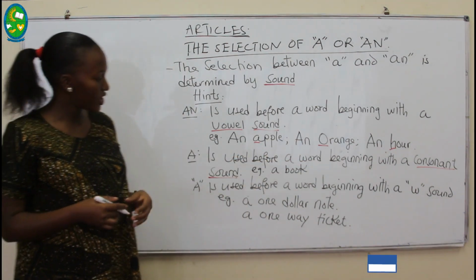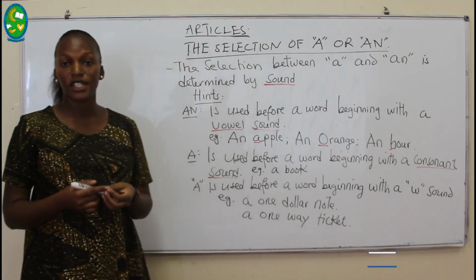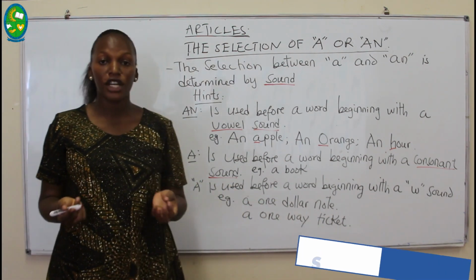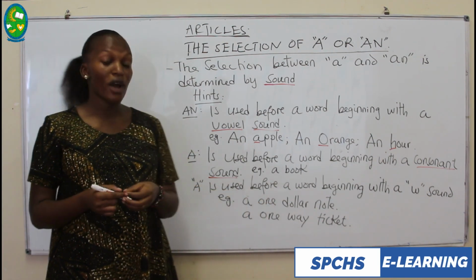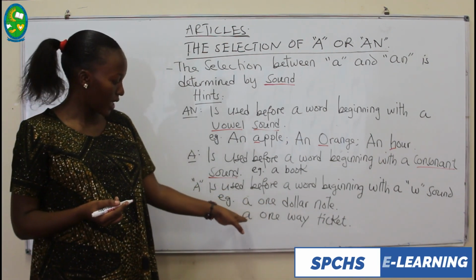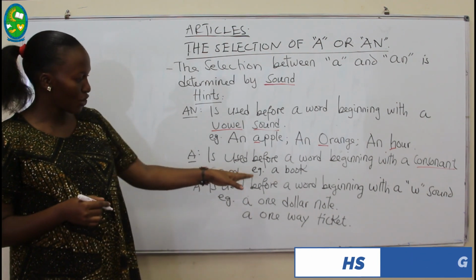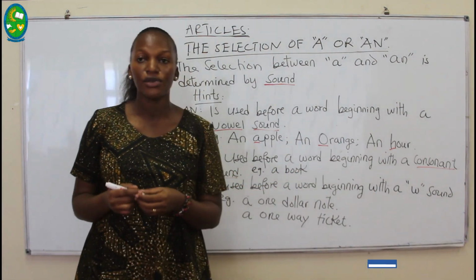Also, a is used before a word beginning with a W sound. For instance, a one dollar note. So one is a W sound. Also, a one-way ticket is the same. We use a on those words. So it is also used with a word beginning with a W sound.